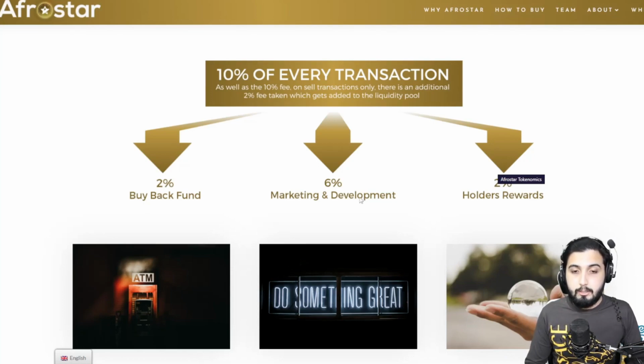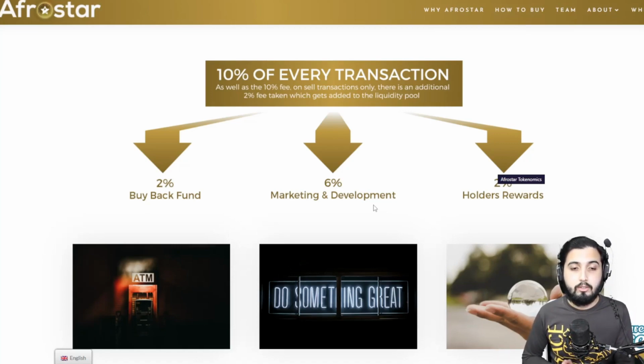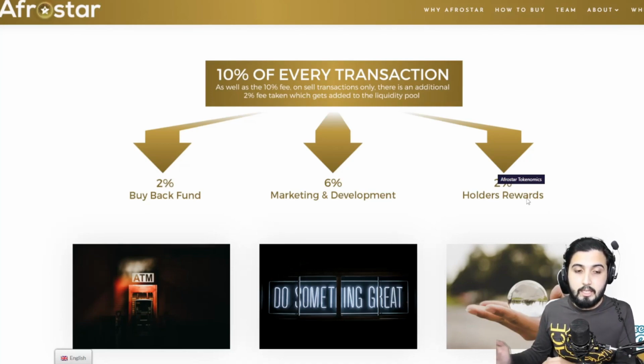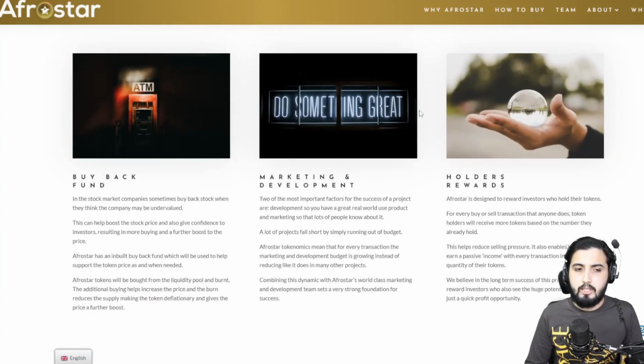investors. 6% marketing and development, which was already expected because they're developing a lot of projects and they're doing such huge global marketing. So they obviously need good funds for this. And there's 2% holders reward, which is given out to every single holder automatically, so you'll be making passive income through this. They're saying as well, as the 10% fee, on the sell transactions only, there's an additional 2% fee taken, which gets added into the liquidity pool. There's an extra 2% that's added over there.